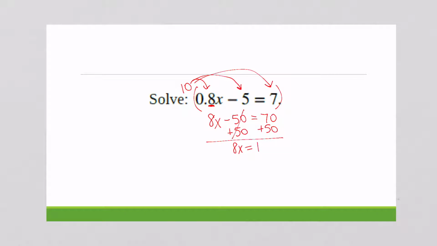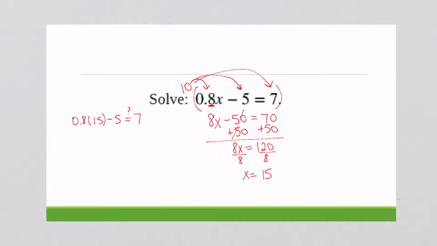8x is equal to 120. Divide both sides by 8. And x is equal to 15. And can you check your work? Yep. So 0.8 times 15 minus 5, does that equal 7?